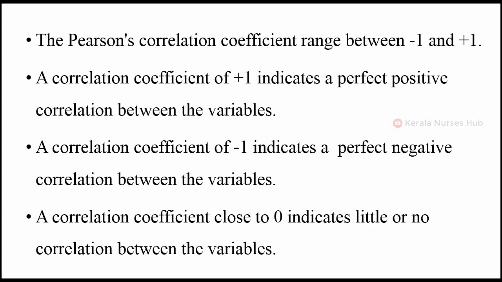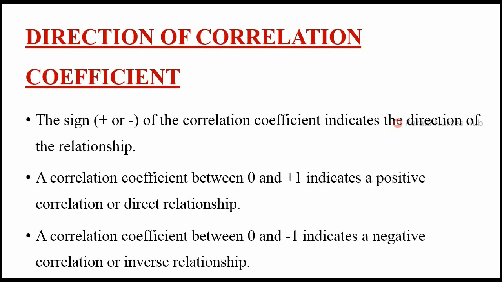And one more, if the correlation coefficient value is 0 or close to 0, it indicates that there is no correlation between the variables. So it usually ranges between -1, +1 and 0. +1 indicates a perfect positive correlation, -1 indicates a perfect negative correlation, and a value close to 0 indicates there is no correlation between the variables. Clear?